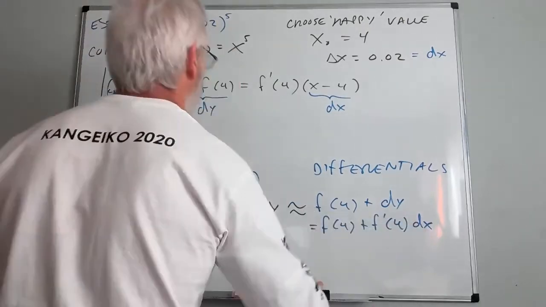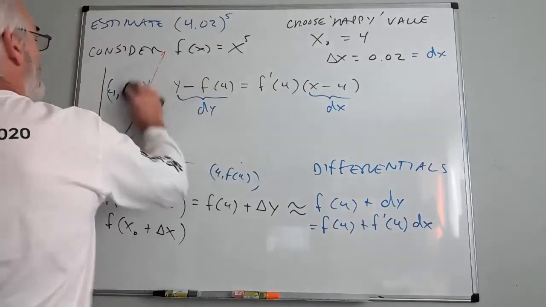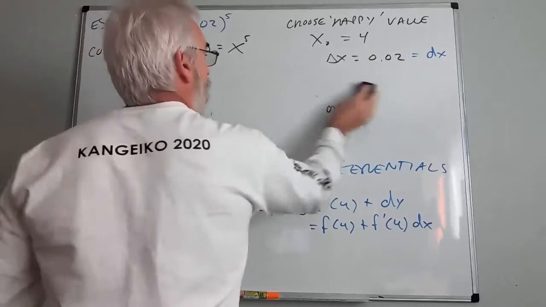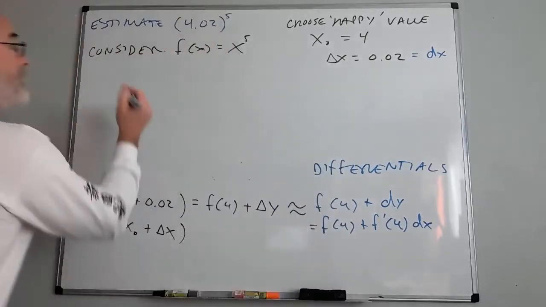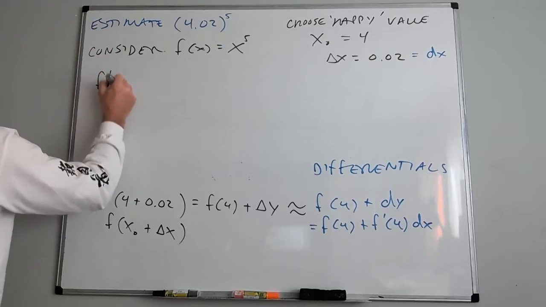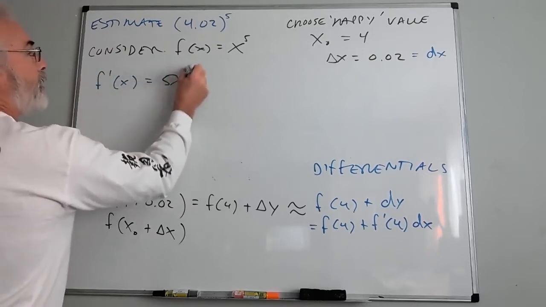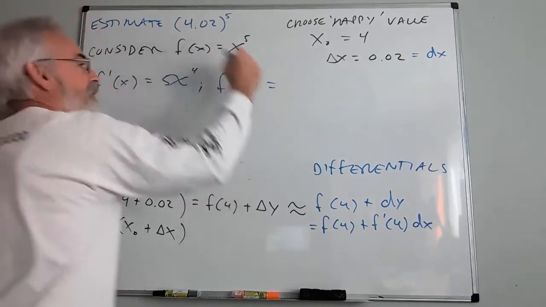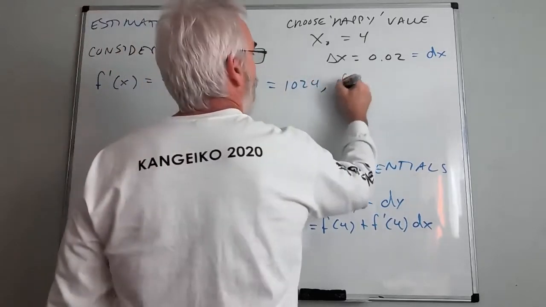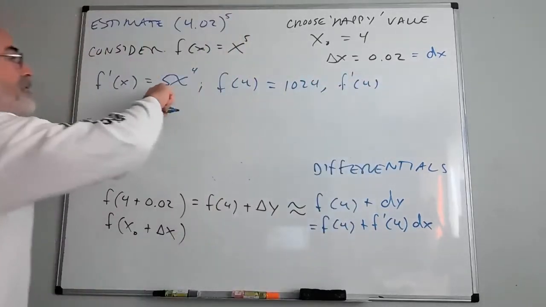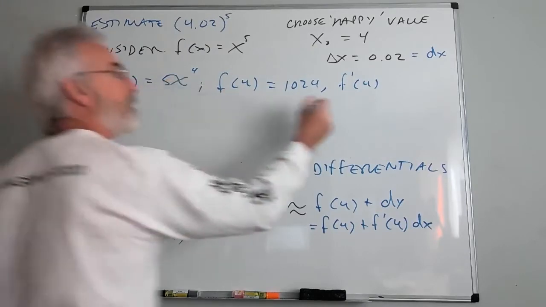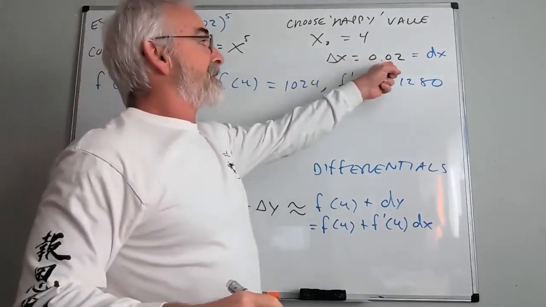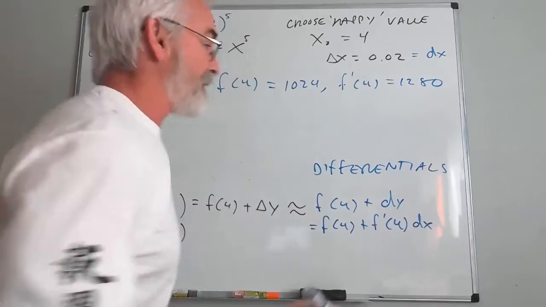So let's actually do this calculation. Let me go back up to here. I don't need the picture anymore, so let me erase it. What I do need is the derivative. So if f of x is x to the 5th, then f prime of x is 5x to the 4th. f of 4, that's 4 to the 5th power, so that's 1024. f prime of 4, which would be 5 times 4 to the 4th power, that would be 1280. And my dx is this. So now I can actually finish the problem.